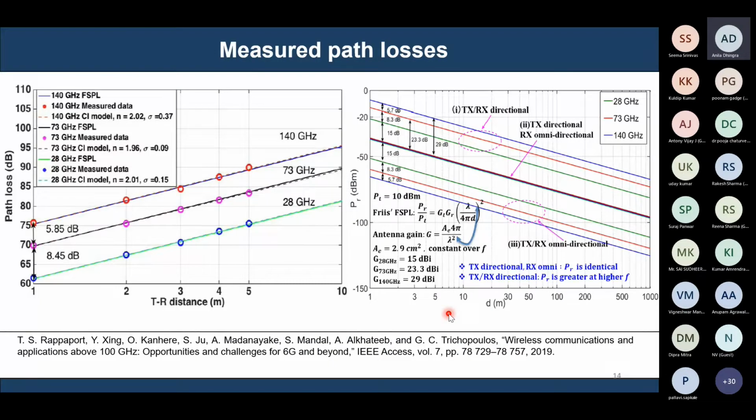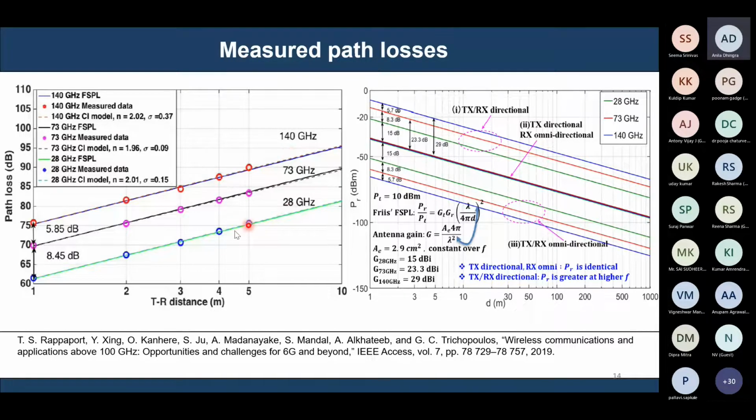Now another challenge is free space path loss. This is another bigger challenge. In this figure, we can see the path loss when we increase the transceiver distance, the separation between the transceivers, that is, source and destination. When we increase the separation between these two, my path losses increase. That increase is pretty serious at 140 gigahertz and beyond.